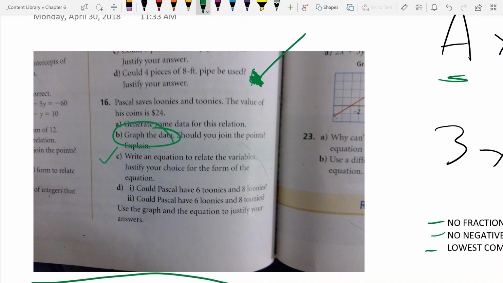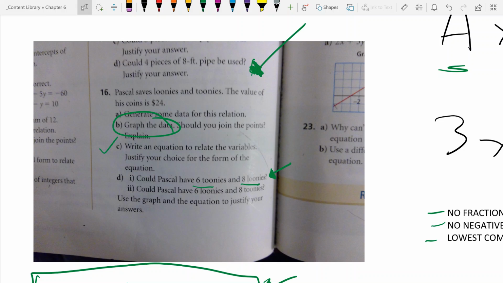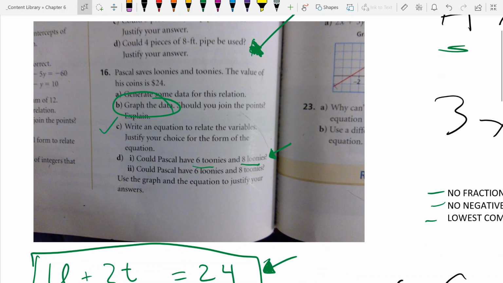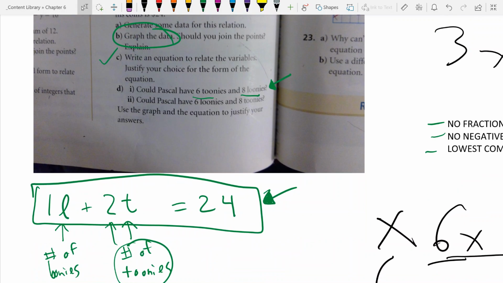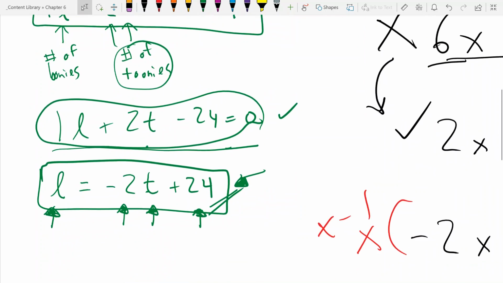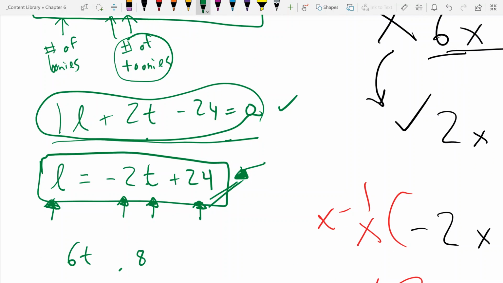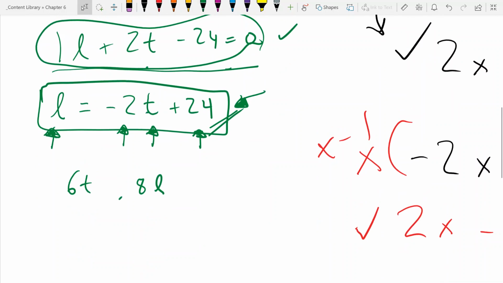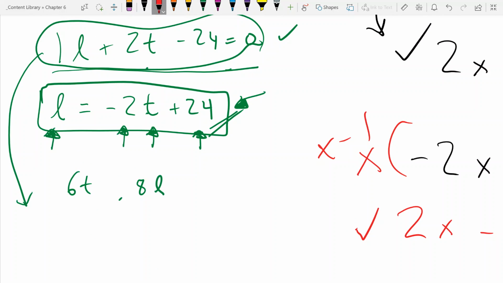Yeah, we did this whole thing. So this one, could Pascal have 6 toonies and 8 loonies? The way we would check that is either using our graph or the equation. So let's do the first one, 6 toonies and 8 loonies. So 6t, 8l. So I'm going to take that original equation and I'm going to sub in those values to see if it works.